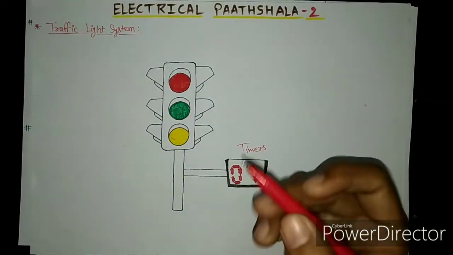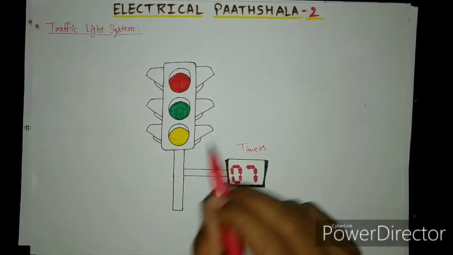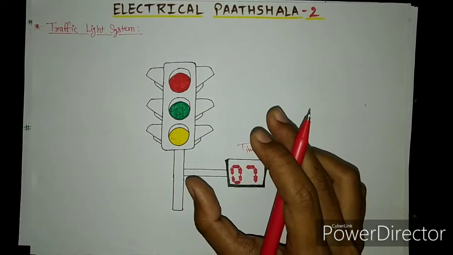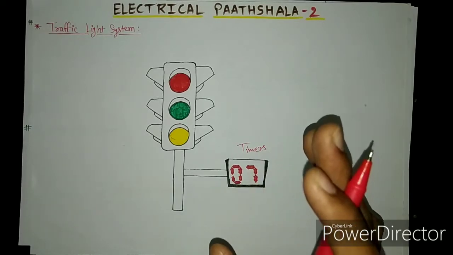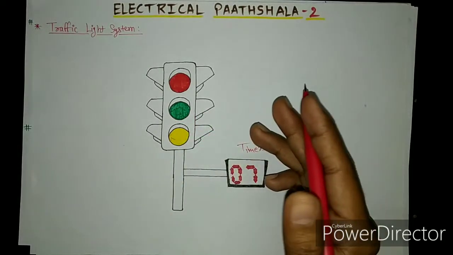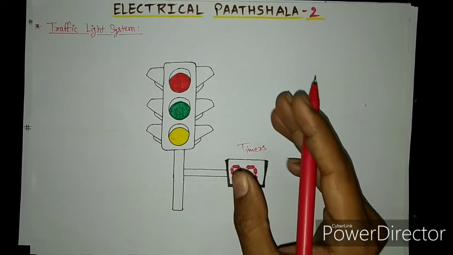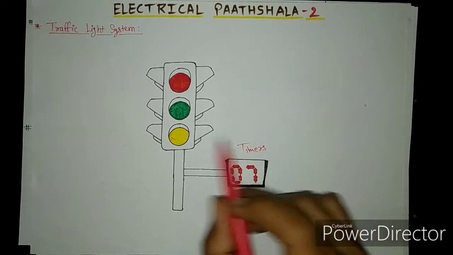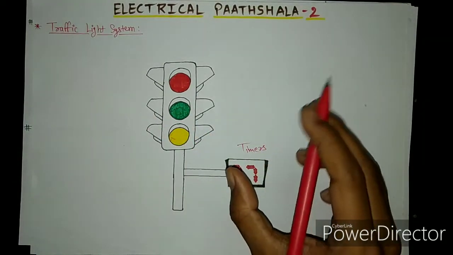It's because once you set the timings and sequence of the lights, you cannot change it, whatever may be the actual traffic flow. For example, suppose there is very heavy traffic in one lane, so the timing of green light will not increase for that particular lane, whatever may be the situation. So that's why we say that traffic light system is an open loop control system.